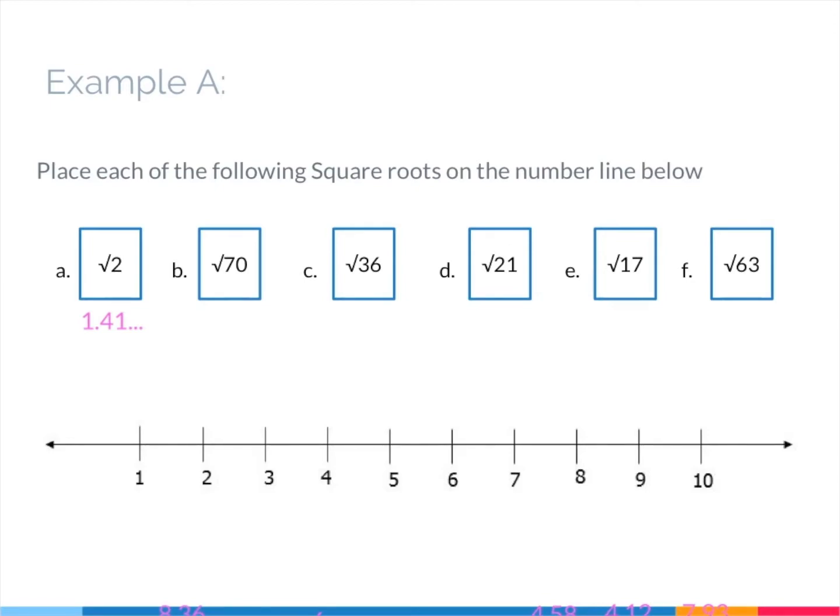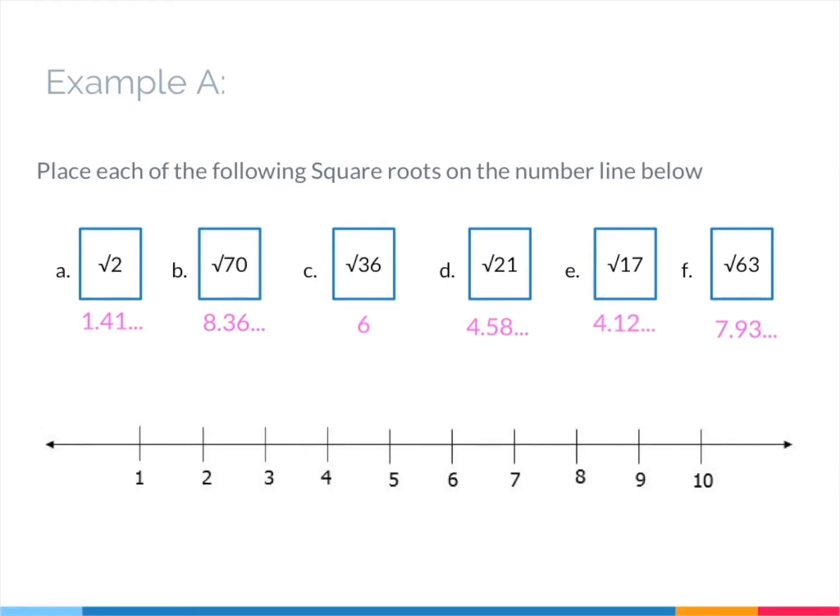I'm not going to be able to write the entire number on the screen, so I'm just going to use those 3 dots. When I type the square root of 70 in my calculator and hit enter, I get 8.366, on and on and on, again with the dots. The square root of 36 is a perfect square, and that is 6. The square root of 21 is not, and I get 4.58, and so on. The square root of 17 is 4.12, and so on. And the square root of 63 is 7.933.